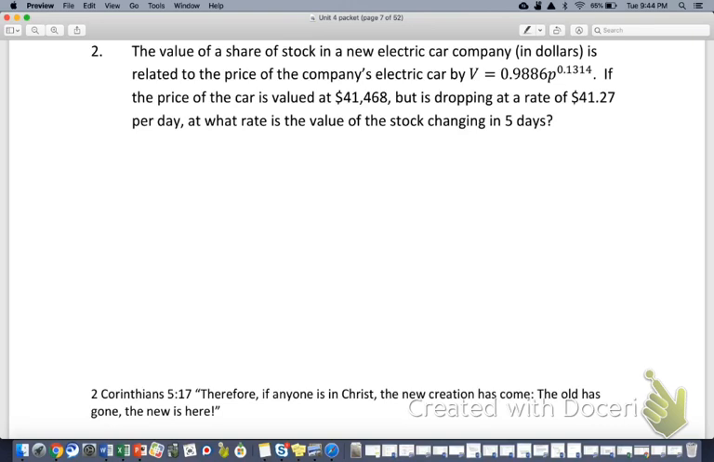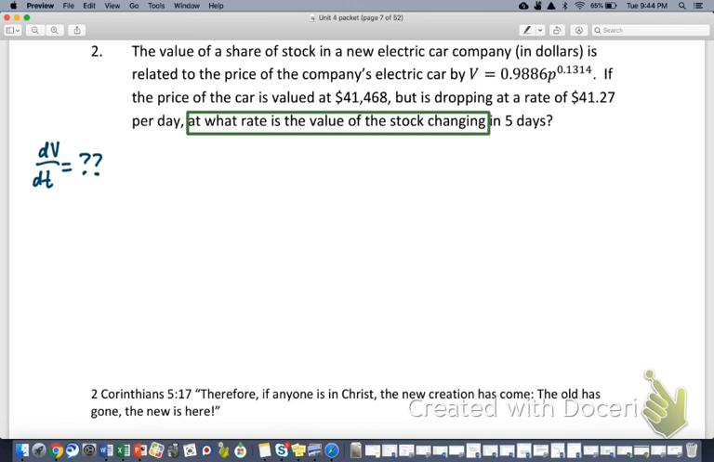Okay, so just like any other word problem like this, we're going to put a box around what we want to find. We want to find out at what rate the value of the stock is changing. So I know that the value of the stock is represented by the letter V. So I'm going to come over here and say dV/dt is what I'm trying to find.